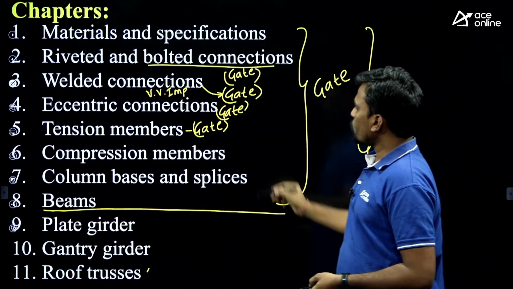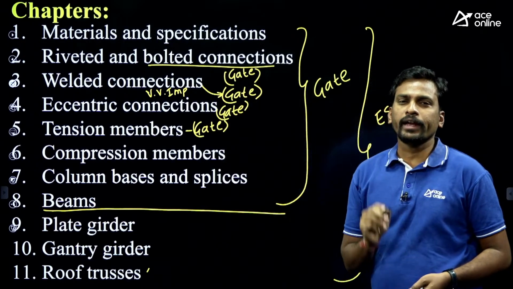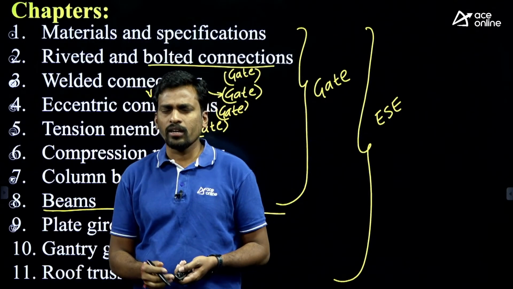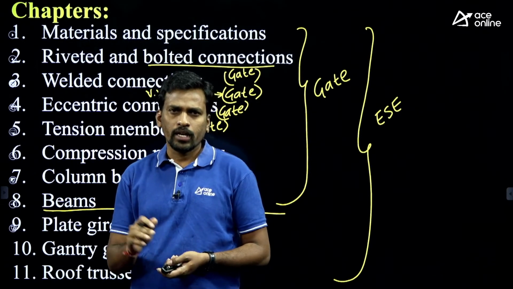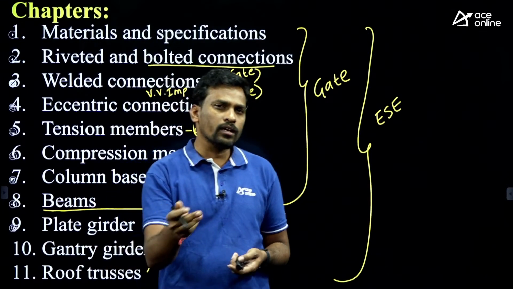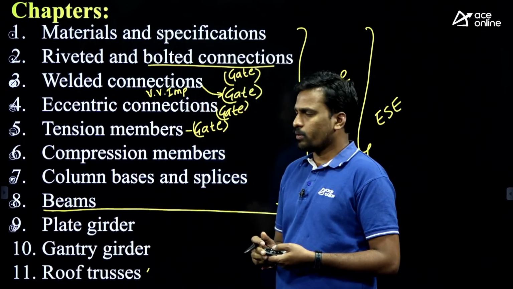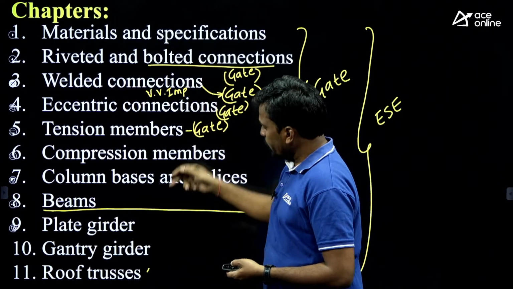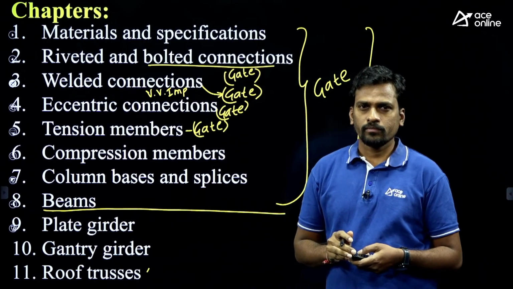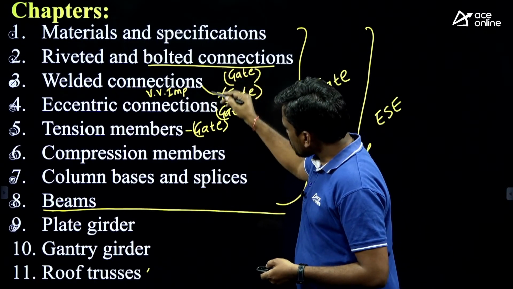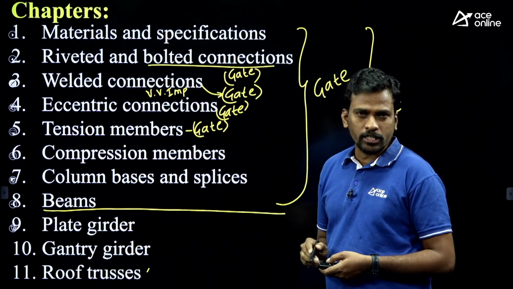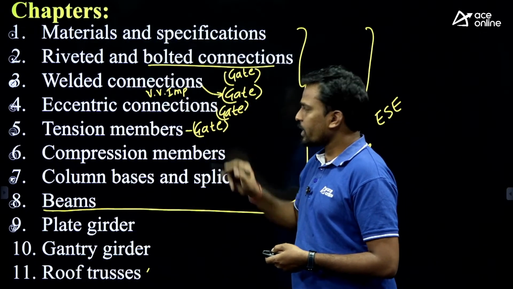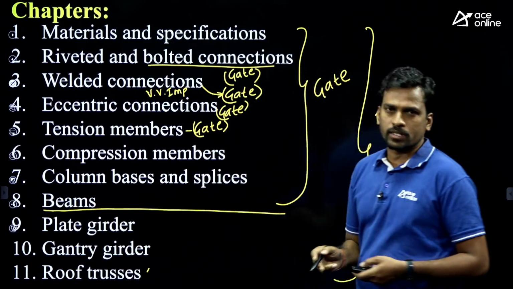These are the very, very important chapters for GATE, because at maximum you will get 2 or 3 questions. Generally you will get only 2 questions if it is 3 marks. If it is more than 3 marks, then there is a possibility of 3 questions, for example. So this is the first priority. I am not saying the remaining chapters are not important, please. What are the important chapters for GATE people? Bolted connection, welded connection, eccentric connection, and tension members.